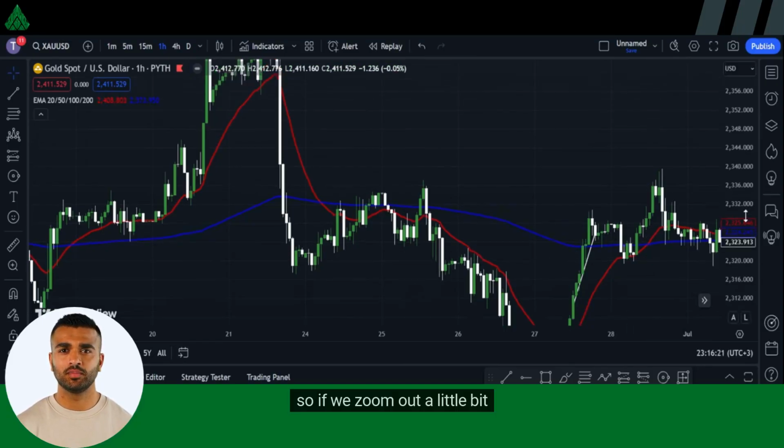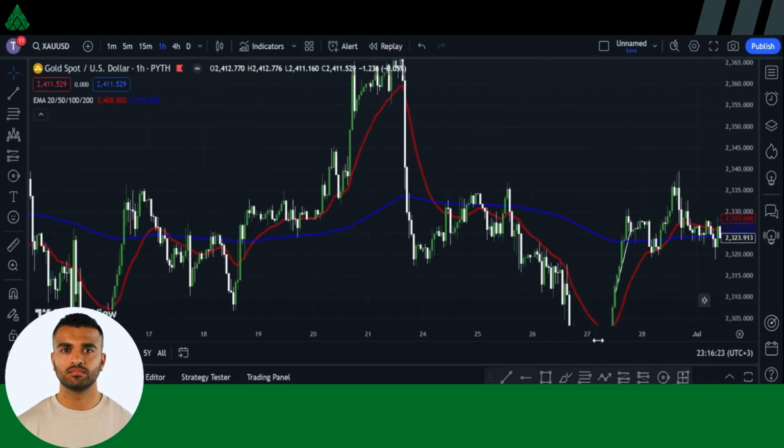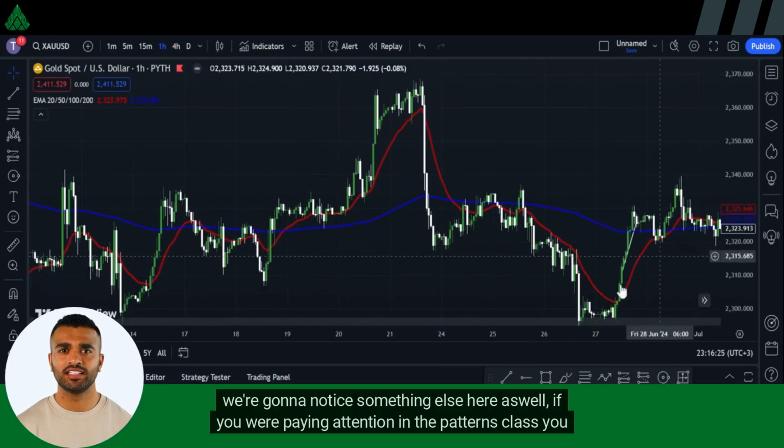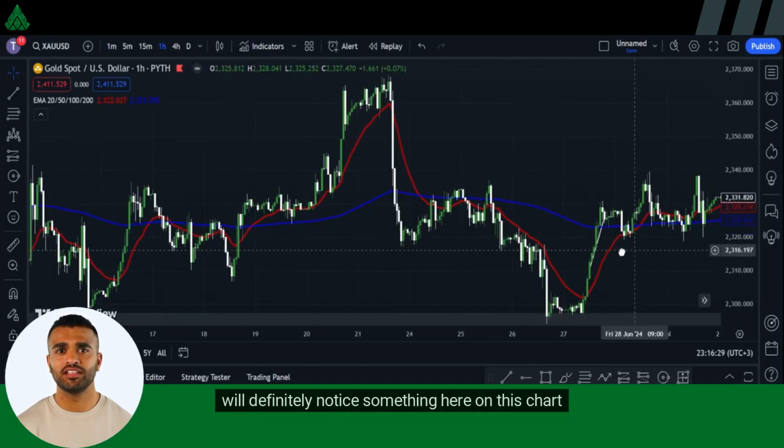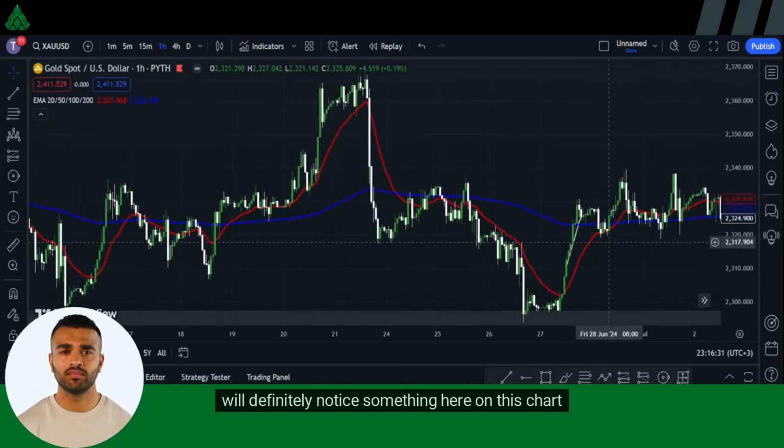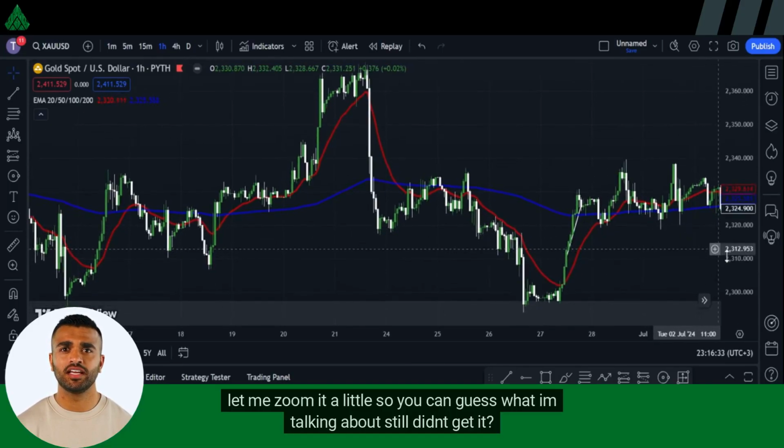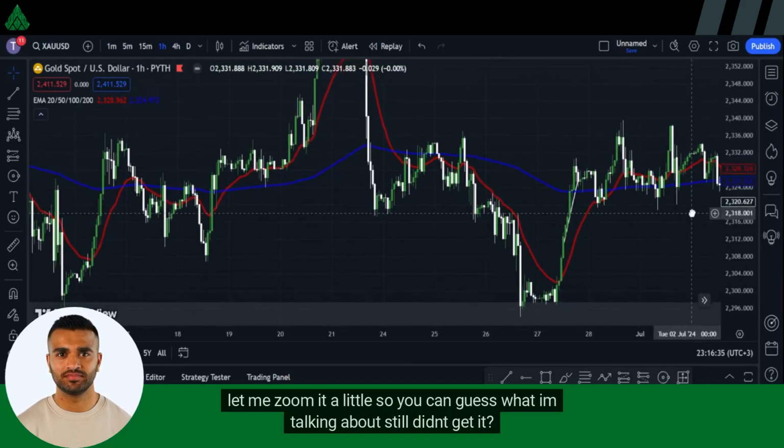So if we zoom out a little bit, we're going to notice something else here as well. If you were paying attention in the patterns class, you will definitely notice something here on this chart. Let me zoom in a little so you can guess what I'm talking about. Still didn't get it.